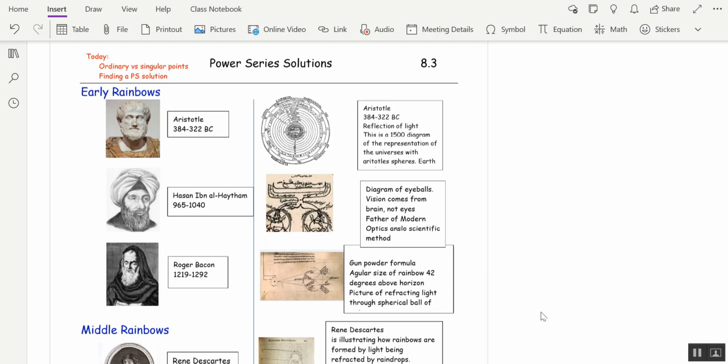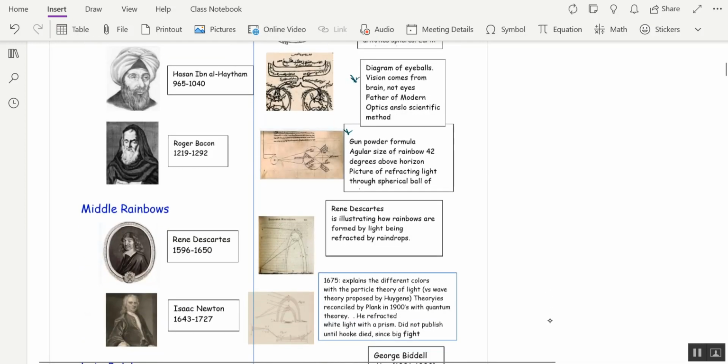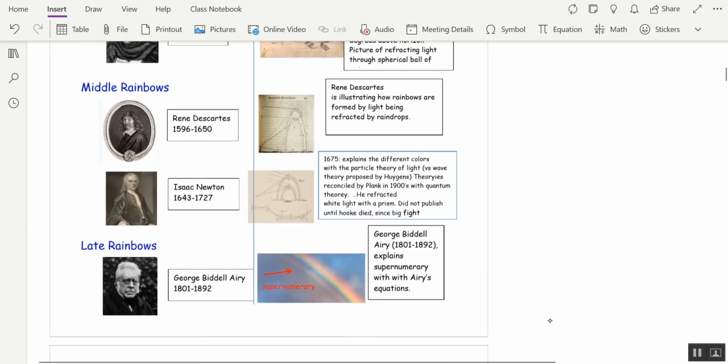To section 8.3. I've got a very brief outline of the history of rainbows here, and I discovered some interesting things along the way as I was writing it, like vision coming from the brain, not the eyes, and the gunpowder formula. But what I'm really after is down here: the supernumerary, that double rainbow that you see sometimes, and that can be explained with Airy's equations. And those are power series solutions to a differential equation. So that's what we're going to talk about today.